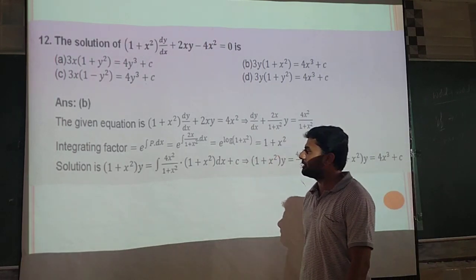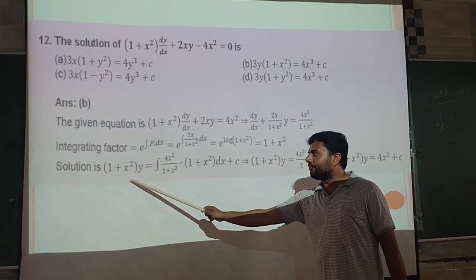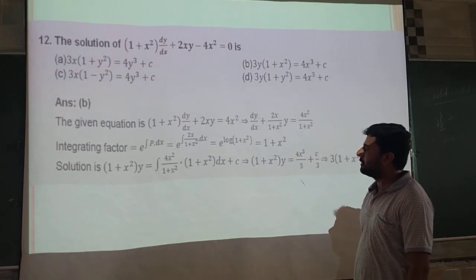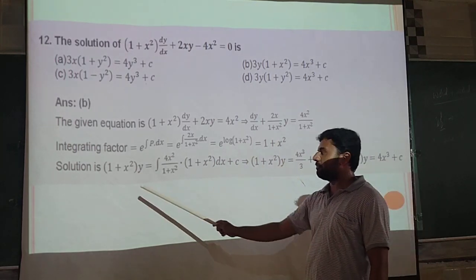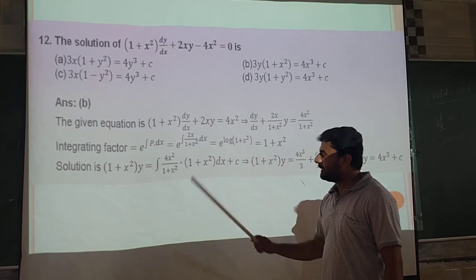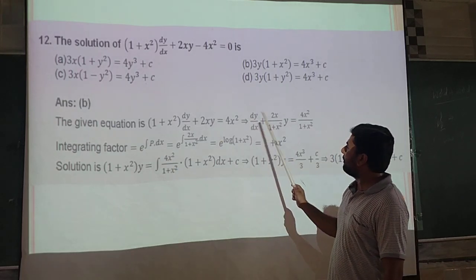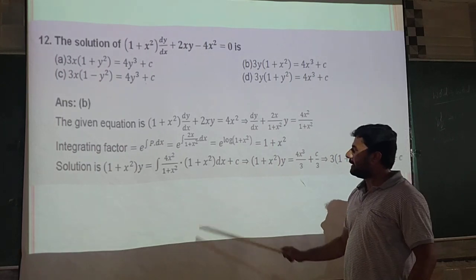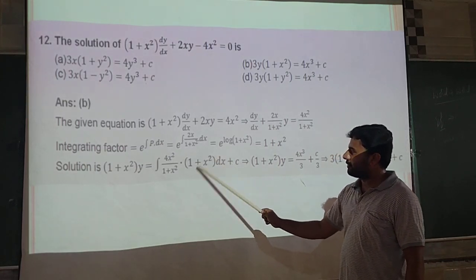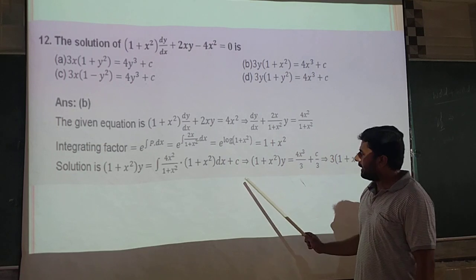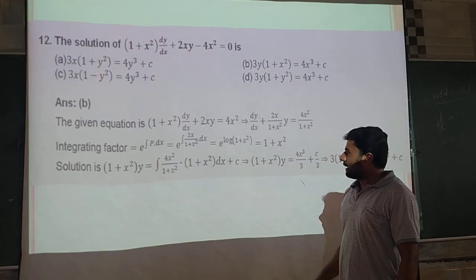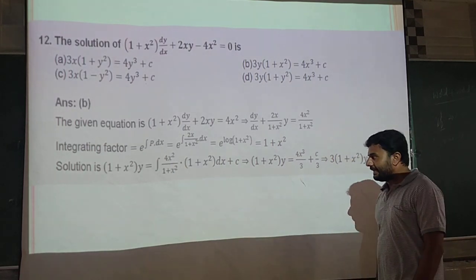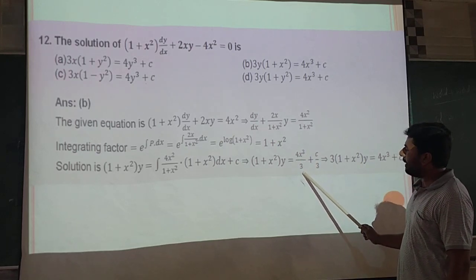The solution of the differential equation is integrating factor into y. Here the integrating factor value 1 plus x square into y is equal to integrate q. The value of q is 4x square divided by 1 plus x square into integrating factor 1 plus x square, 1 plus x square gets canceled. Here the 4x square integrated with respect to dx is 4x cube by 3.